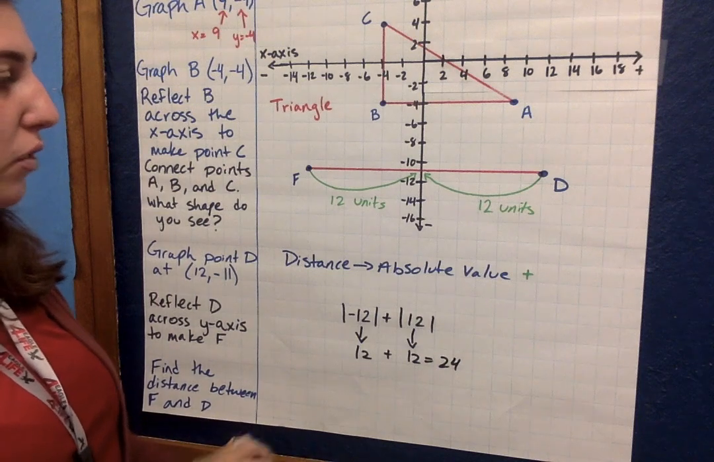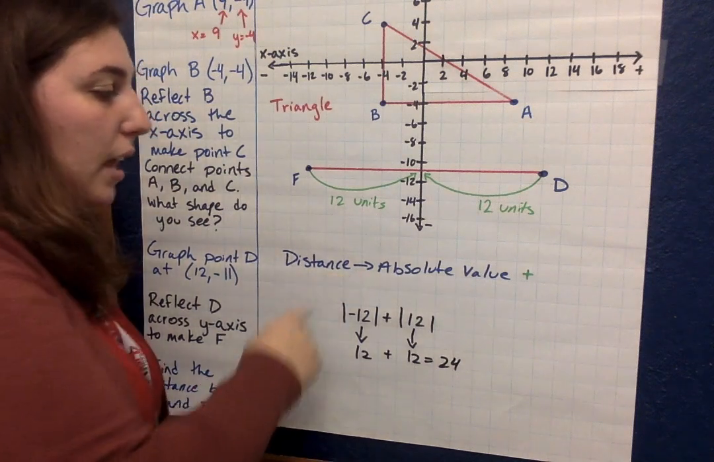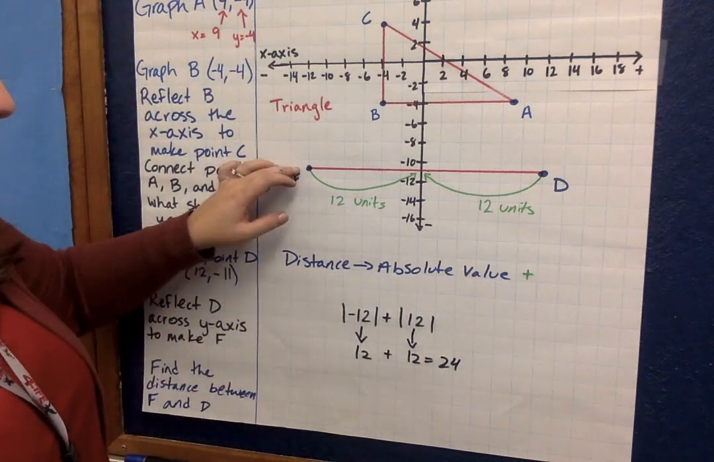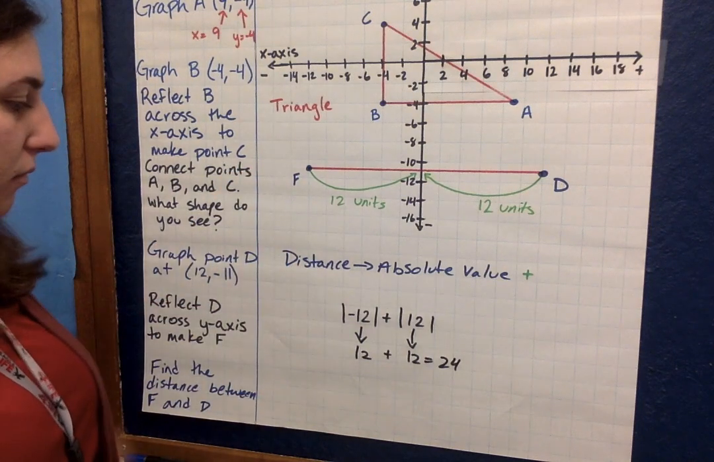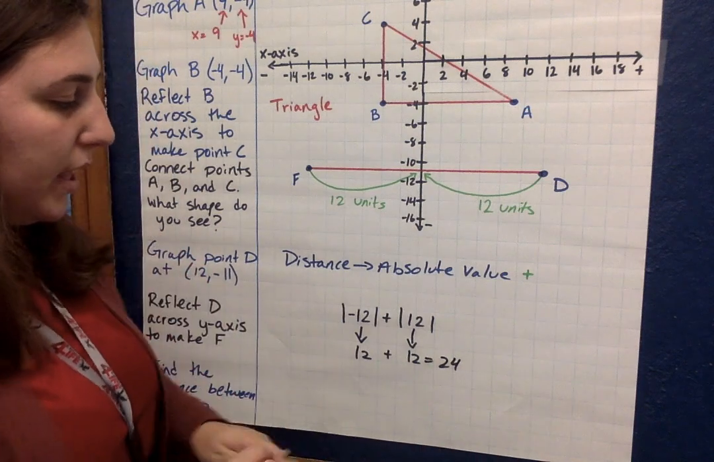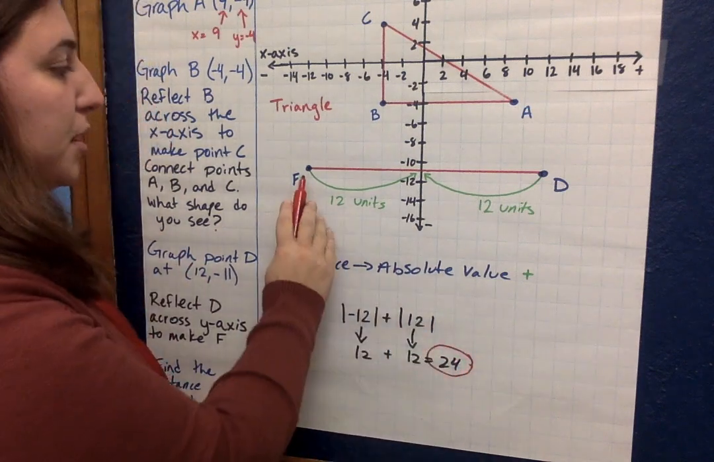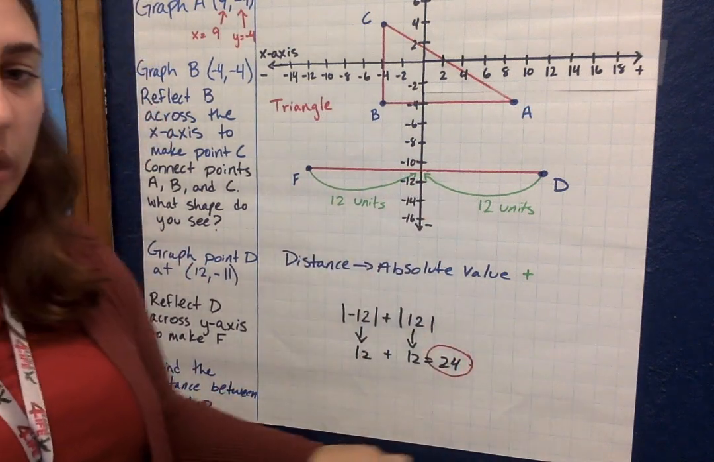Okay, so two different ways you can do it, and this is where we bring in absolute value. So we're just looking for the distance, 12 and 12. Distance is 24, sorry, just to make that clear. The distance between F and D is 24 units.